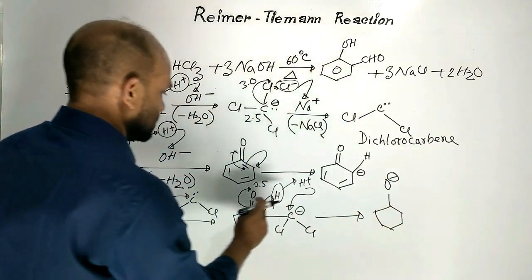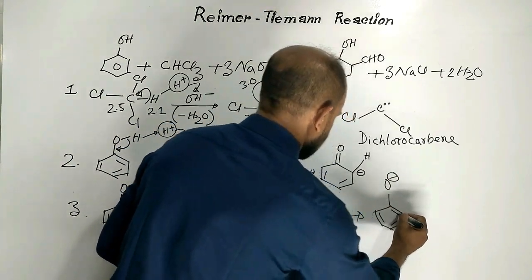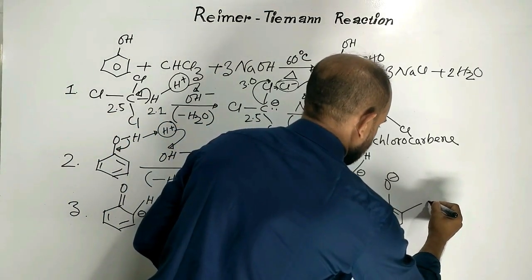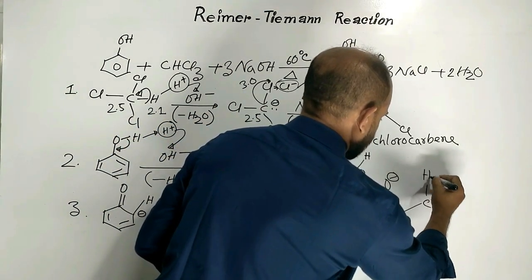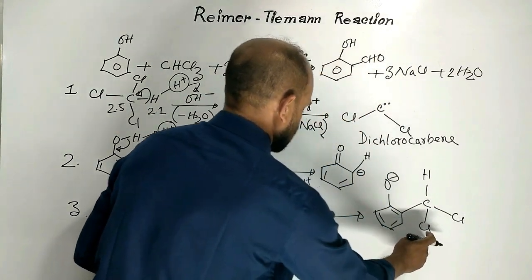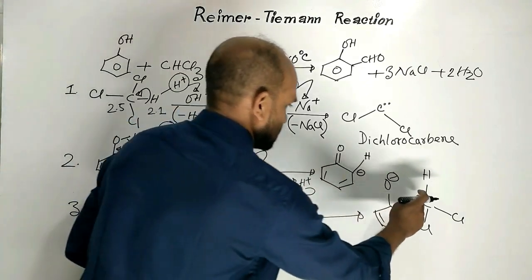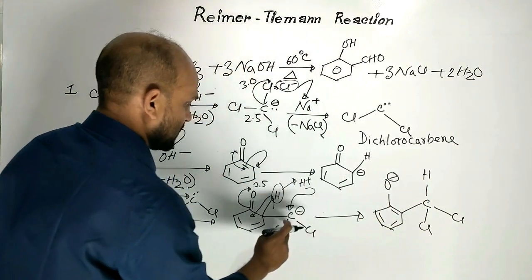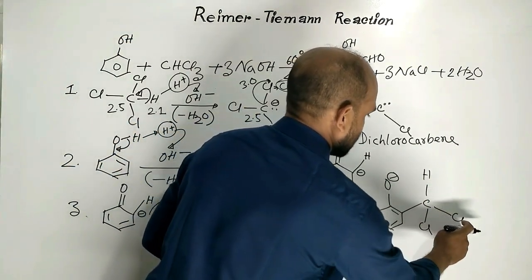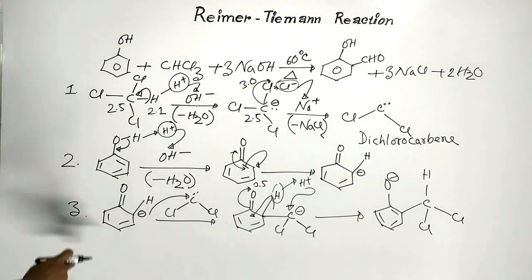Oxygen with negative charge. Then here again a carbon-carbon double bond. Then carbon, hydrogen, here chlorine, here another chlorine. That is now carbon, then this hydrogen, a new carbon-hydrogen bond, carbon-chlorine, carbon-chlorine, carbon-chlorine, carbon-chlorine. This is formed at step 3.